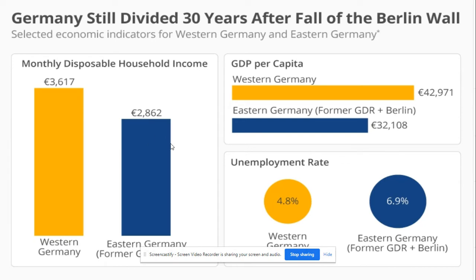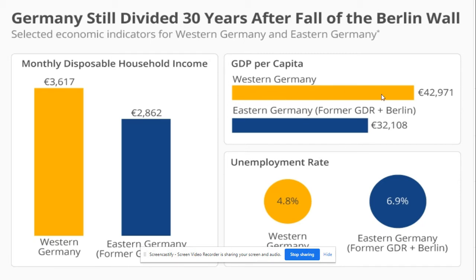In Eastern Germany, the part of the country that was East Germany, people who live in that part of the unified Germany now earn 2,862 a month. Sorry, not dollars, euros. So there's a huge difference in the economy after the fall of the Berlin Wall. If we also look at GDP per capita, GDP per capita is pretty much how much money the economy produces in 1 year. If you take the amount of money that a country produces in 1 year, and you break it down per person, this would be the difference.